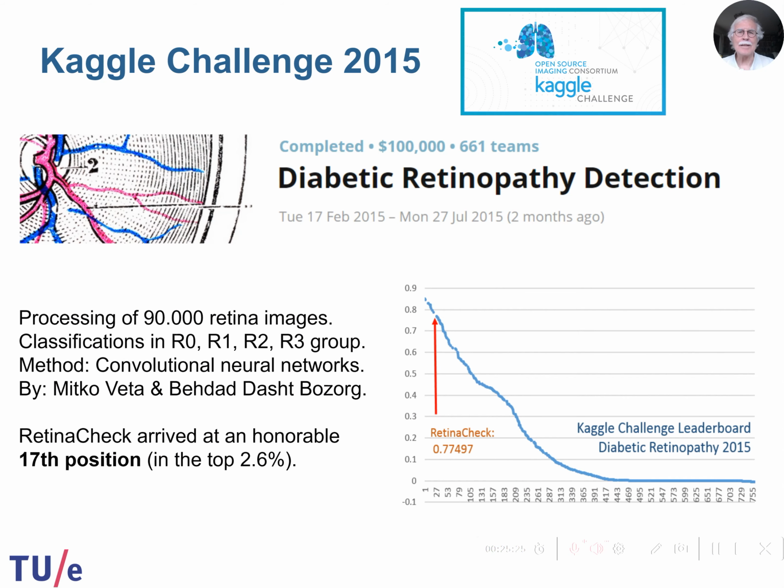There was a big challenge by the Kaggle competitions. And in 2015, there was diabetic retinopathy detection. 660 teams participated. We were one of them. There was a big prize, $100,000. And we ended up at the 17th location. That was not too bad. That's in the top 2.6%.